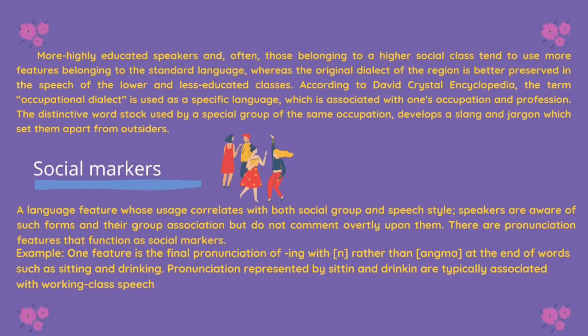Social markers. A social marker is a language feature whose usage correlates with both social group and speech style. Speakers are aware of such forms and their group association, but do not comment overly about them. There are pronunciation features that function as social markers. Example, one feature is the final pronunciation of -ing with n rather than the velar nasal at the end of words such as sitting and drinking. Pronunciations like sittin' and drinkin' are typically associated with working class speech.